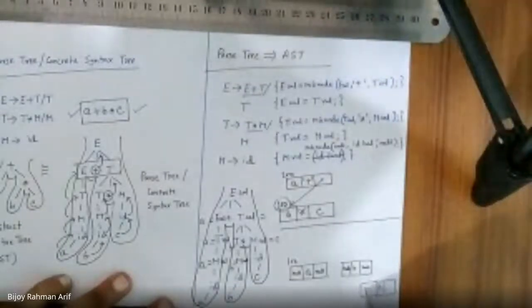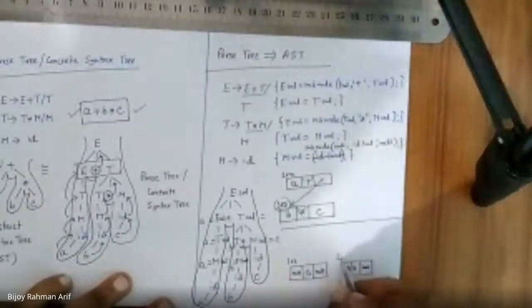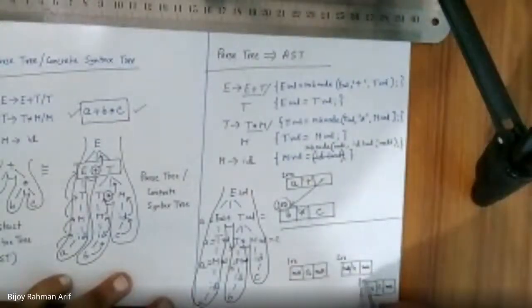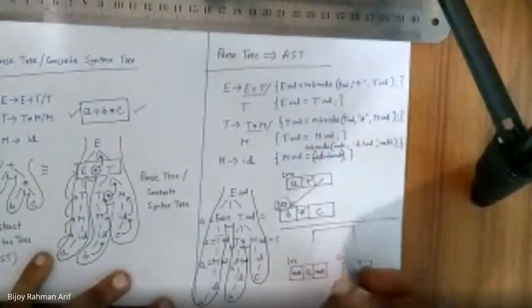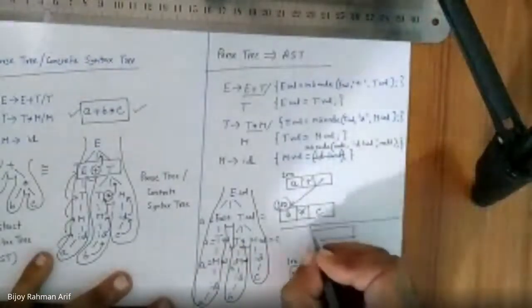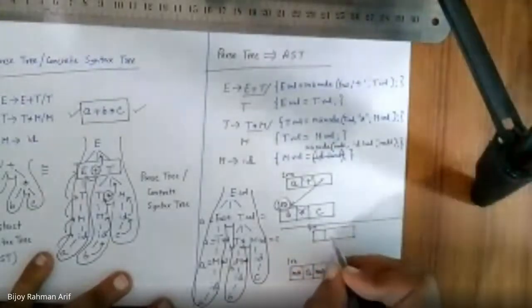This is C. This is null. This is 100. This is 200. This is 300. Ultimately, what would happen? We'll create a node 400. So this one is nothing but plus.